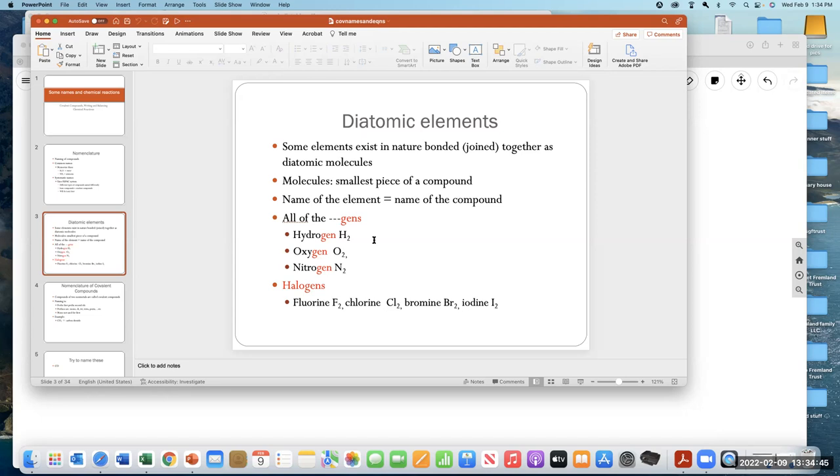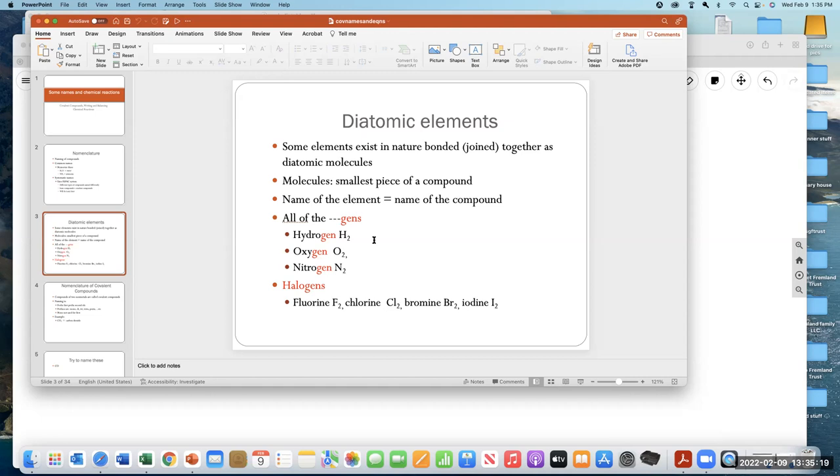The smallest piece of a compound is called a molecule. And again, if I break water up into hydrogen and oxygen, those are smaller than water, but they're not water anymore. Just like if I take an electron out of an atom, that's smaller than the atom, but it's no longer that element. So the smallest piece of a compound that is still that compound is a molecule. If you separate the hydrogen from the oxygen, water no longer has those properties.